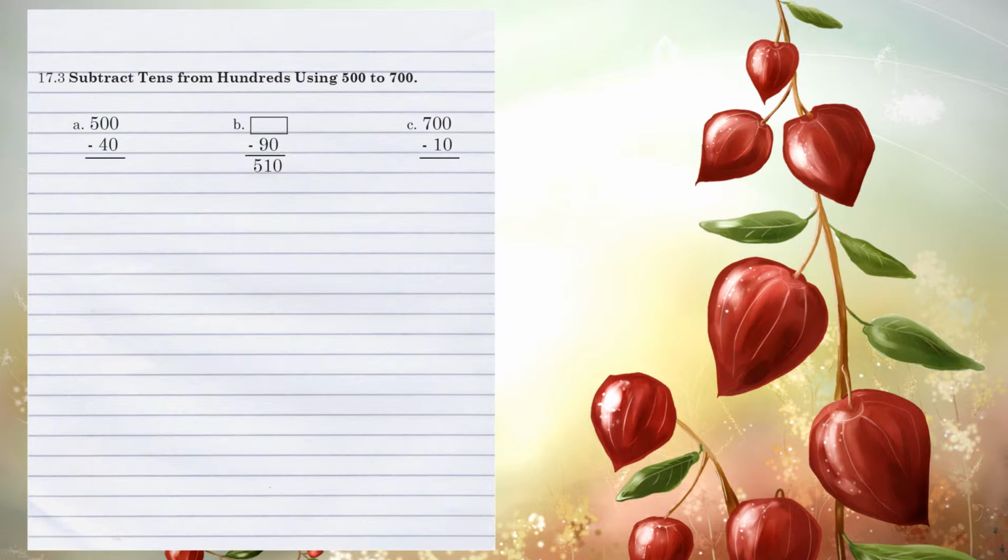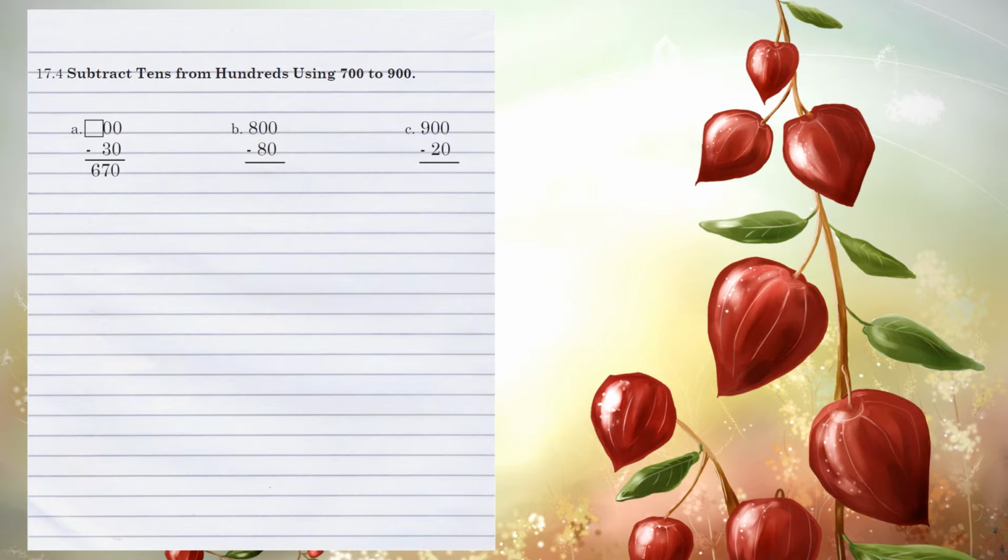Unit 17.3, subtracting tens from hundreds using 500 to 700. Let's look at example A. We have 500 minus 40. Starting with the ones column, we get an answer of 0. In the tens column, 0 minus 4, cannot do that. We have to borrow from the 5, make it a 4. Then we have to make that 0 a 10. Now 10 minus 4 we can do. That's a 6. Then we bring down the 4 for a final answer of 460.